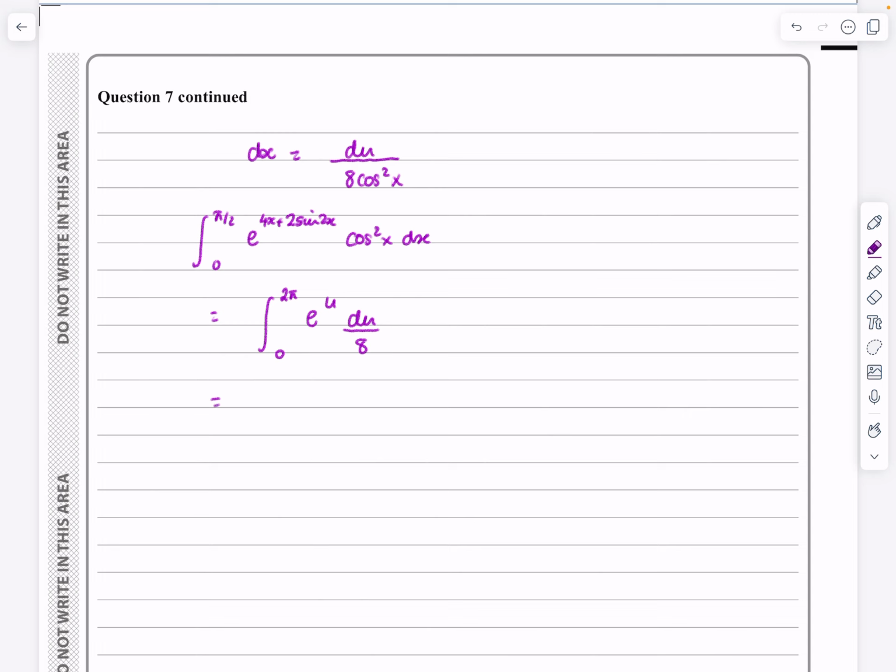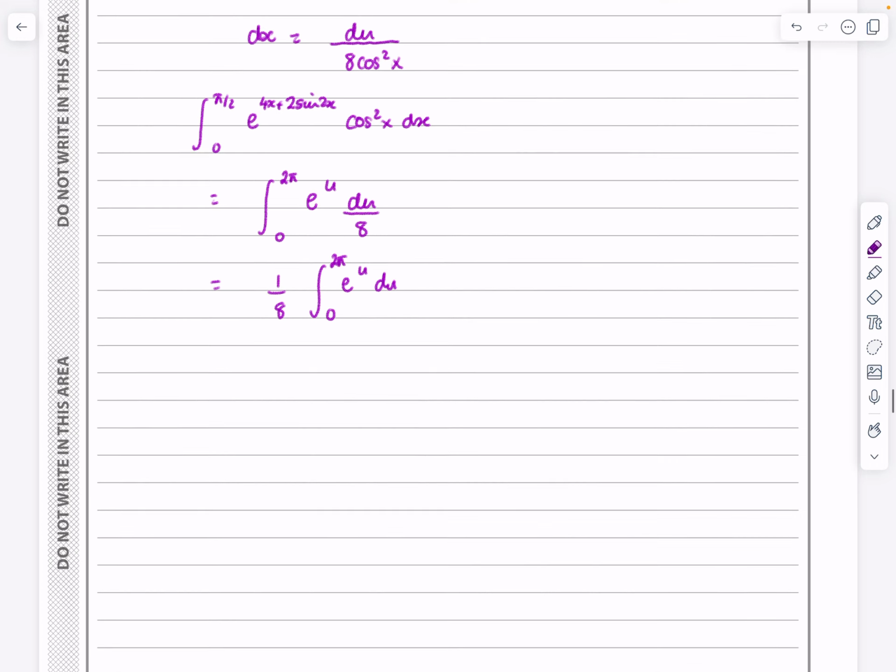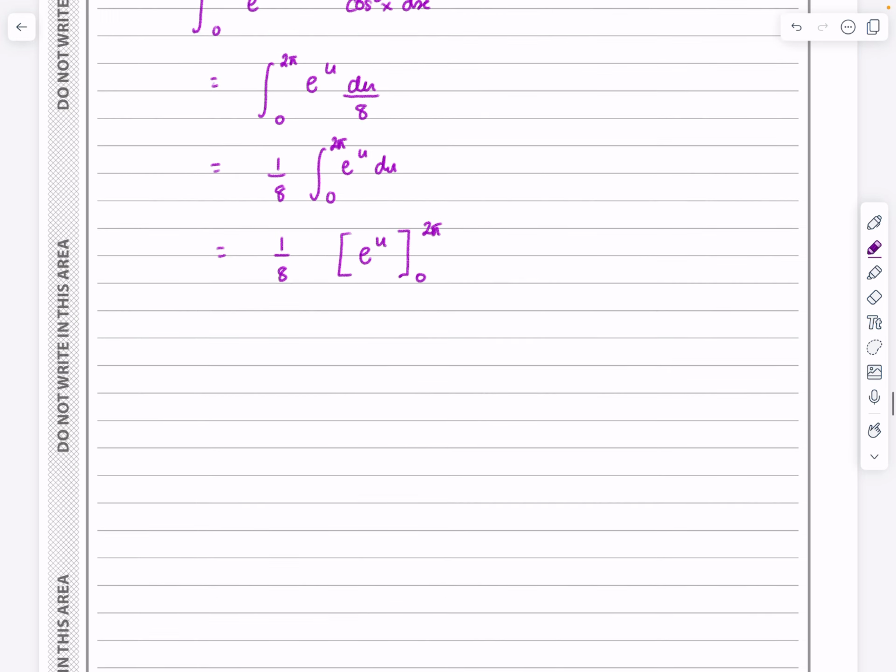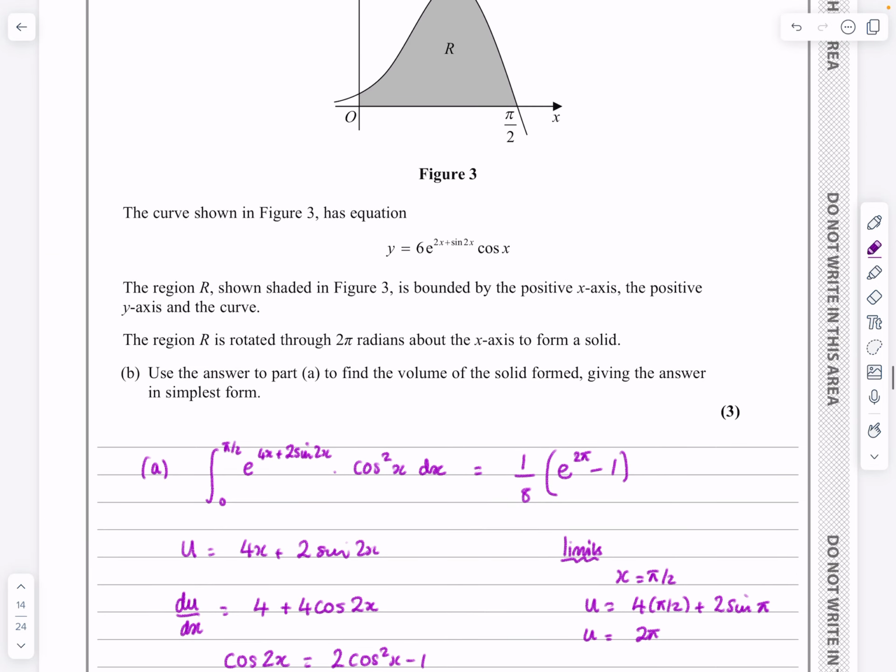And so that then tidies up to an 8th, the integral of e to the u du between 2 pi and 0. Well, the integral of e to the u is just e to the u. So it's just going to be e to the u between 2 pi and 0, which will be an 8th e to the 2 pi minus e to the 0. Let's do it slowly, simply because we're showing all the working out here. e to the 2 pi minus 1 there, and brilliantly, that is what we were trying to do in the first part. So we've managed to prove that first part.